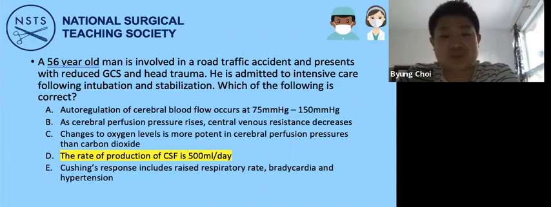And Cushing's response, this will come up in a lot of your question banks, but essentially, rather than a raised respiratory rate, it is an irregular low respiratory rate, bradycardia, and hypertension. So you don't get a fast respiratory rate in Cushing's response. So it's a bit of a hefty explanation for that question, but neurocritical care type questions will often come up, if not within their specialty, then in physiology.